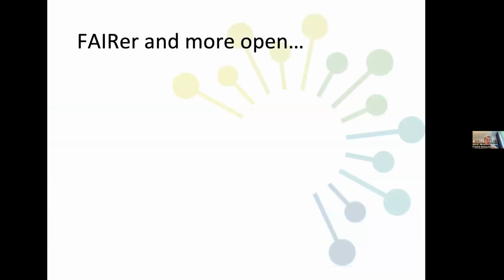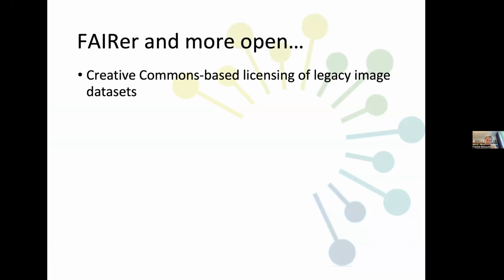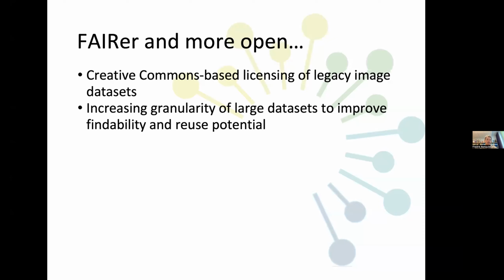But there's, of course, still lots to do to become fairer and more open. So one thing we're working with in the SBDI consortium is to try to get legacy image datasets associated with Creative Commons based licenses. And that means going back and updating previous agreements with users or providers of images, and lots of providers of images. And it's a very challenging task, but we are trying to make progress on that front.